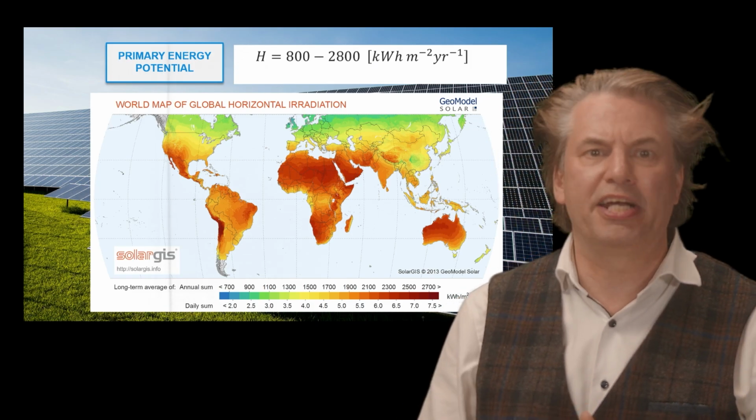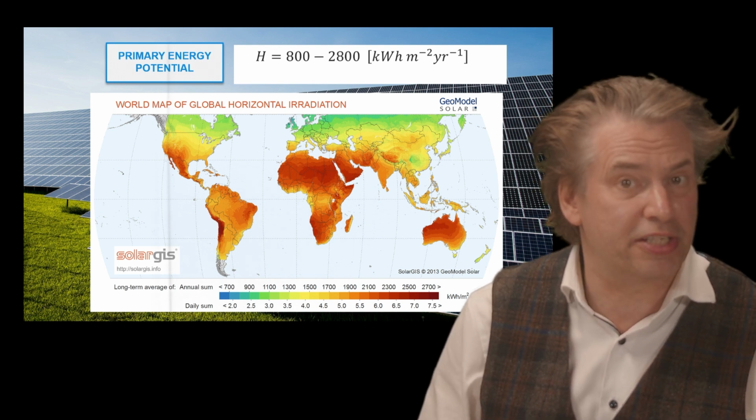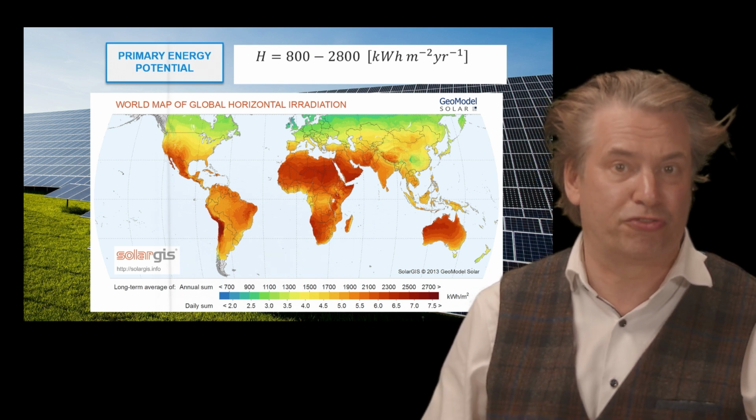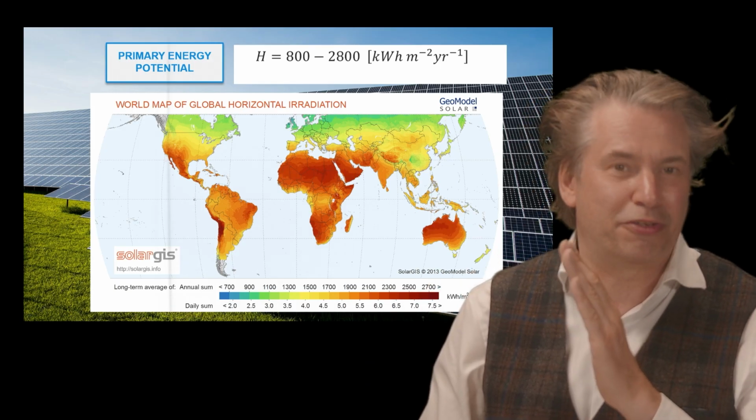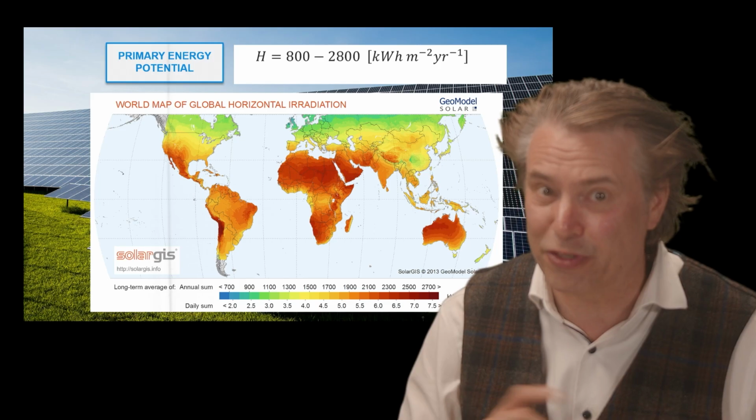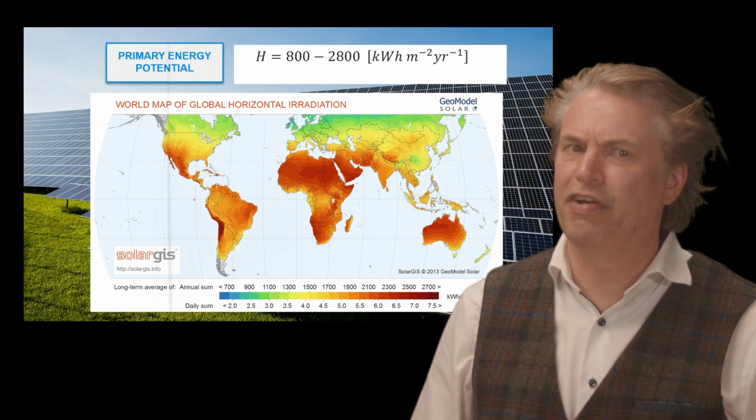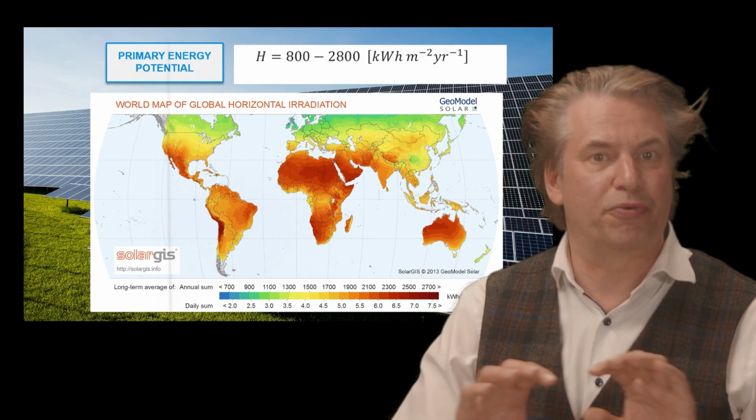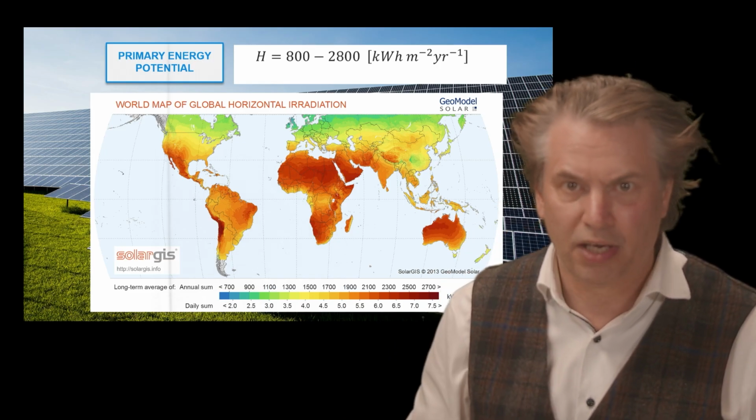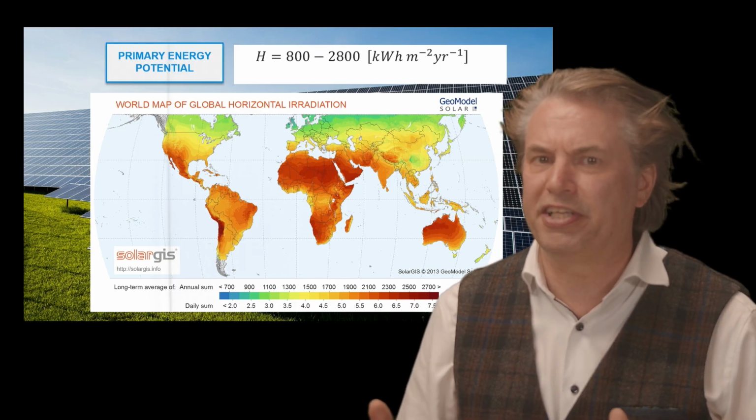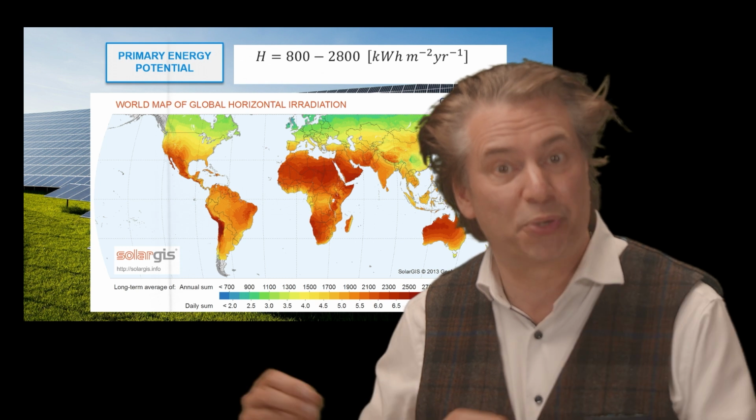Here the annual radiation map of the world is shown. The distribution of the annual solar radiation is primarily driven by the Earth's spherical shape, its 23.5 degrees axial tilt in reference to the Sun, and the atmospheric conditions. The highest values for the annual radiation can be found around the equator, whereas the lowest values can be found towards the poles. The annual solar radiation varies therefore from 800 up to 2,800 kilowatt hours per square meter per year.